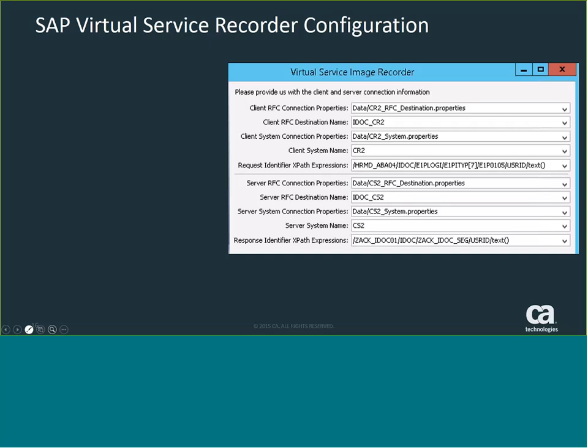In the VSE recorder, we have to also specify the settings for the SAP client side on the upper part, and for the SAP server side, which is the lower part. On the SAP client side, the first properties file specifies how we listen for the IDoc request. The second parameter, we have to specify a unique name for that connection.